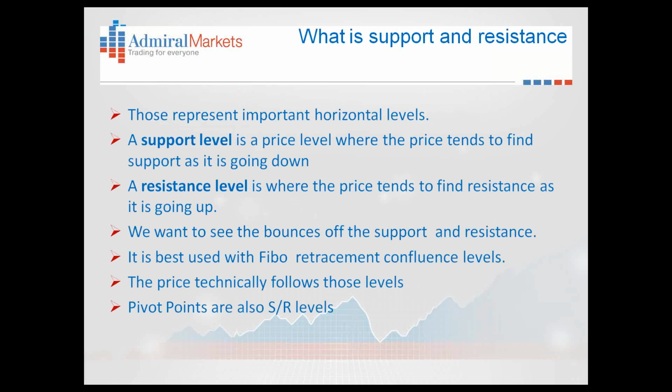So guys, let's start with what support and resistance is. We need to define it. For me, and for everyone who does technical analysis, support and resistance are horizontal levels, and those are very important horizontal levels. That means that price tends to magnetically gravitate towards those levels, and usually the price bounces off them. A support level is a price level where the price tends to find support as it is going down. A resistance level is where the price tends to find resistance as it is going up. When we trade those levels, we always trade selling off resistance and buying into support. We don't do any scalps and breakout trades, such as buying into resistance and selling into support. So we always want to find support levels and resistance levels.